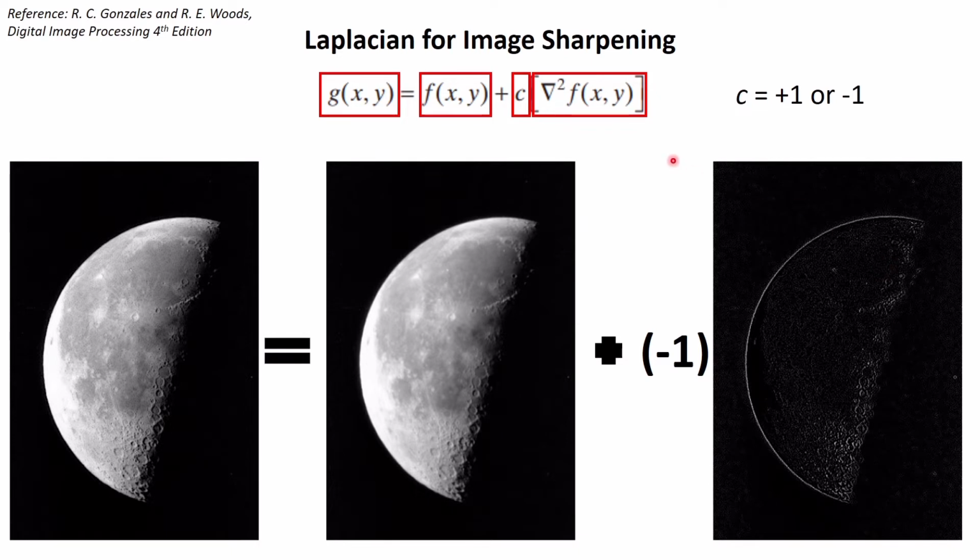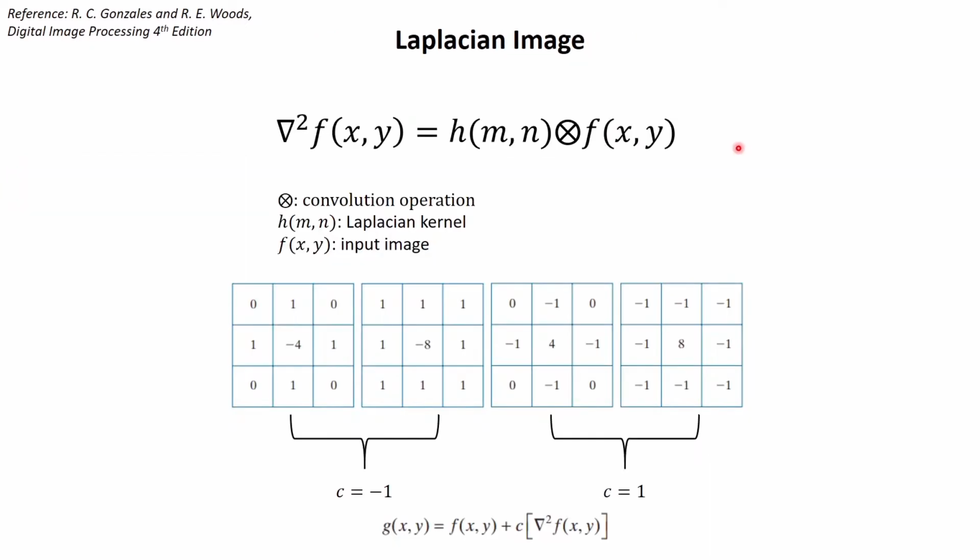And the question here is, how do we create this Laplacian image and how do we choose the constant C? We create the Laplacian image through the convolution operation. H is the Laplacian kernel, F is our original image or input image, and this symbol represents a convolution operation.